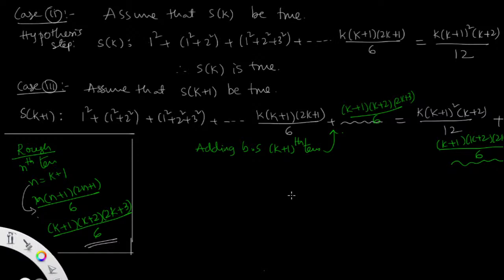So now simplify. How to get it? In both terms we have (k plus 1) common, (k plus 2) common. Now take the (k plus 1) in both terms, we have a common number. So (k plus 1), (k plus 2). Here 12 is there, here 6 is there. Then you get 6, and 6 also you can take as a common value, divided by 6.